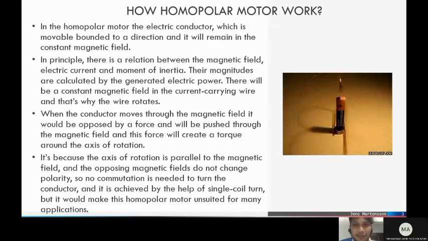When the conductor moves through the magnetic field, it would be opposed by a force and will be pushed through the magnetic field. And this force will create a torque around the axis of rotation. It is because the axis of rotation is parallel to the magnetic field, and the opposing magnetic field does not change polarity, so no commutation is needed to turn the conductor, and it is achieved with the help of a single coil turn, but it would make this homopolar motor unsuited for many applications.